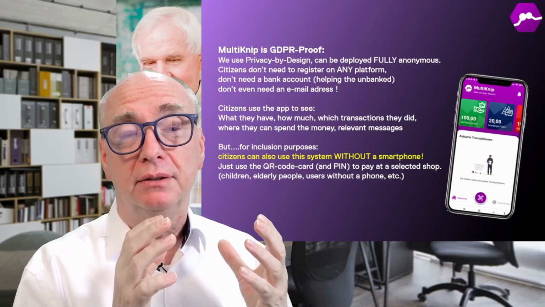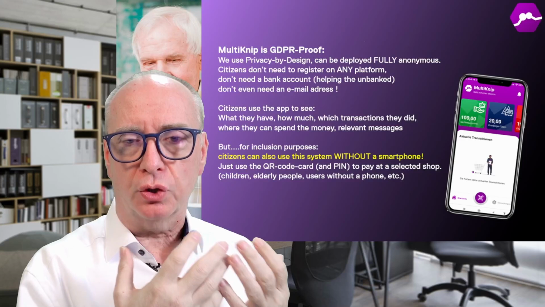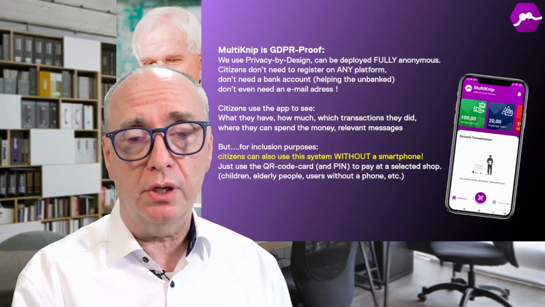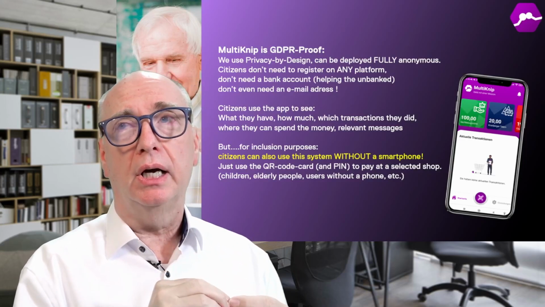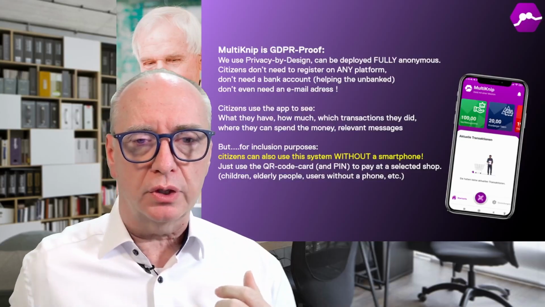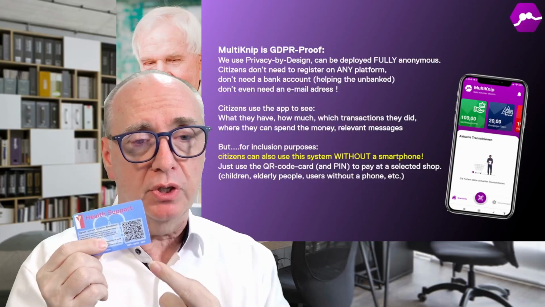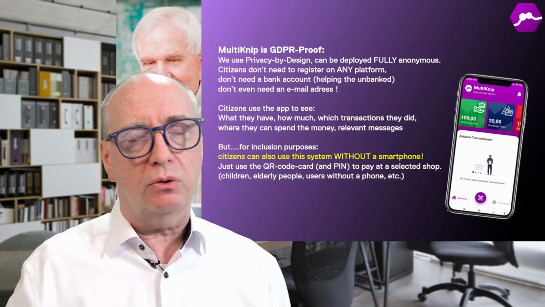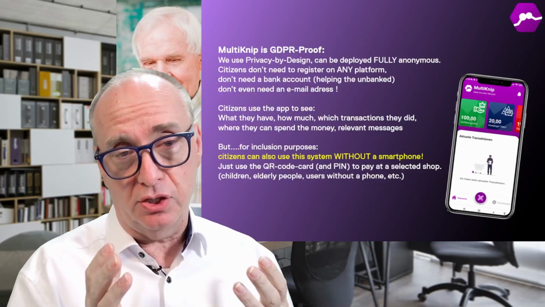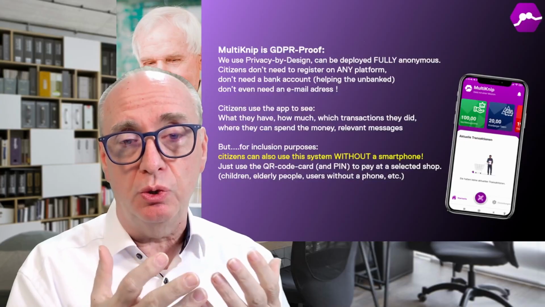Now, normally you would use our programmable money on your phone, but for inclusion purposes, we also developed a way so you can use it without a phone. So you can use it just with a card like this with a QR code on it. So you do not need, as an end user, a smartphone to use our system.